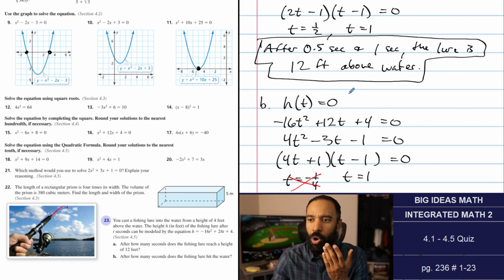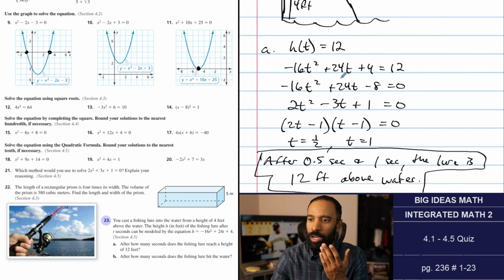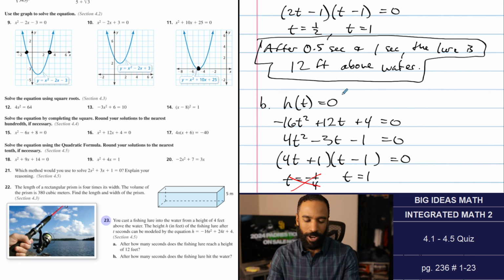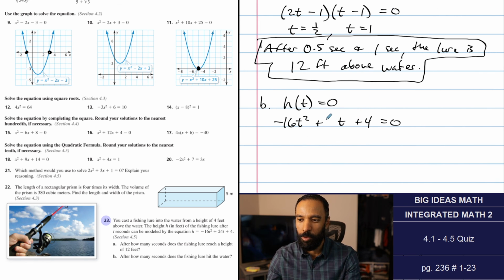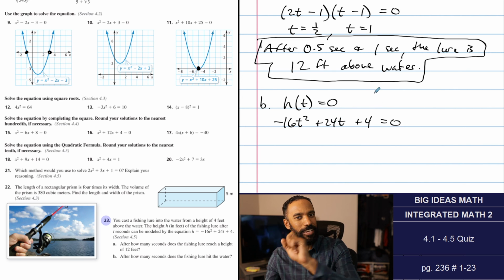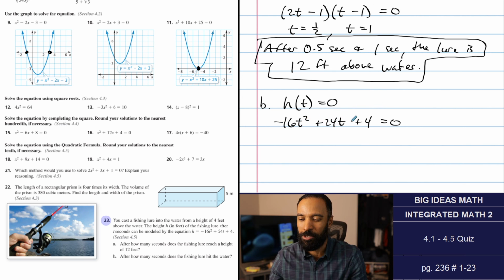Did I do... Oh, that's not a 12. That's a 24. Hold on. Back up. Let's try that again. Well, maybe it won't be factorable anymore. Okay. Maybe that was just coincidence. It was factorable. Let's do that again.